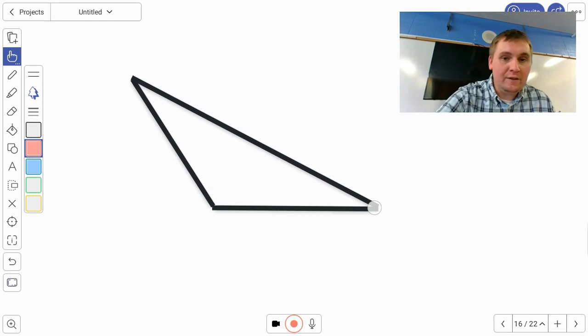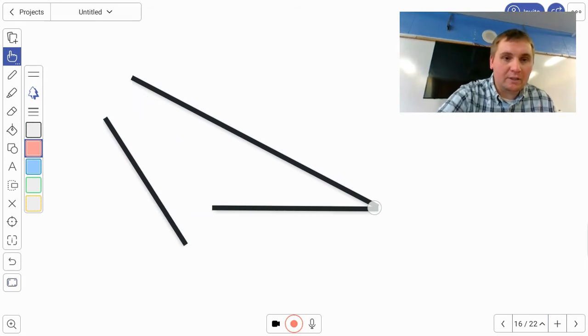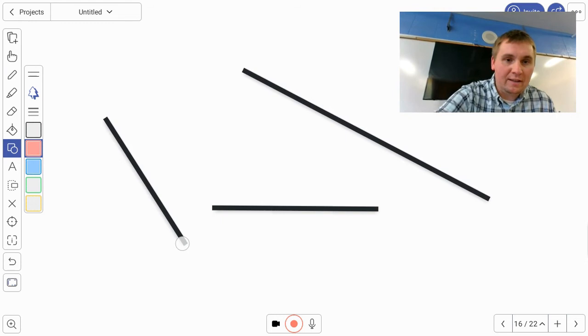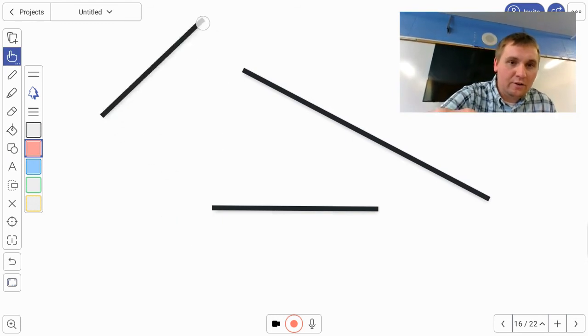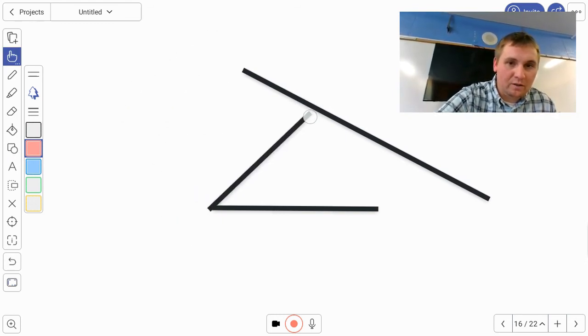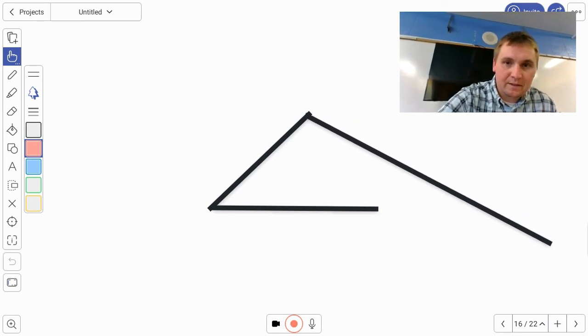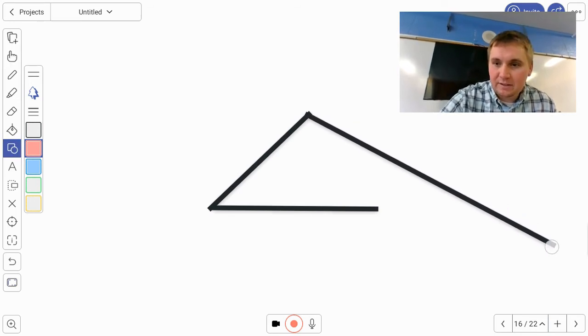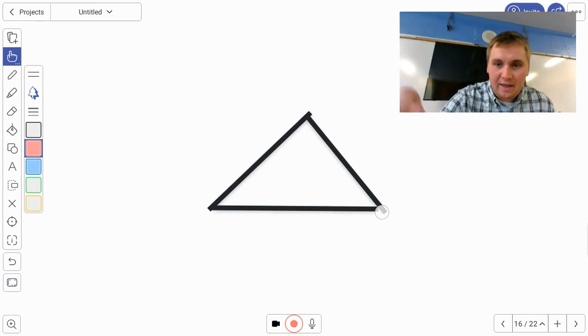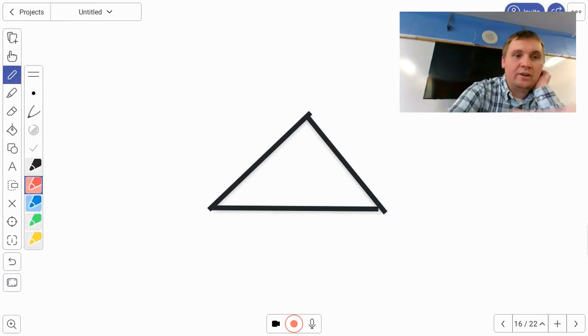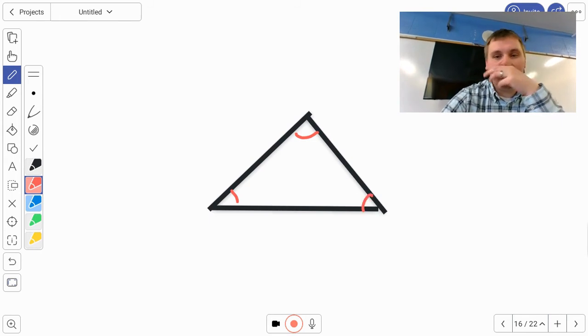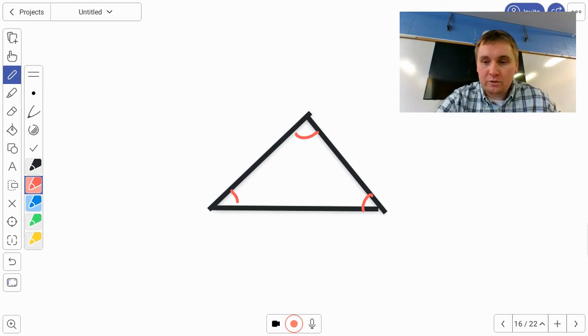Okay? If it has nothing but acute angles, then it's called an acute triangle. So let's try to build one that only has acute angles. You can see this right here. Every single angle in this triangle is littler than 90 degrees. They're those short little ones. Then you have an acute triangle.